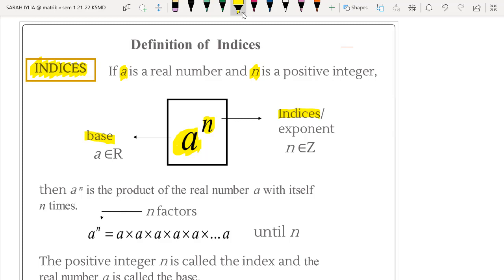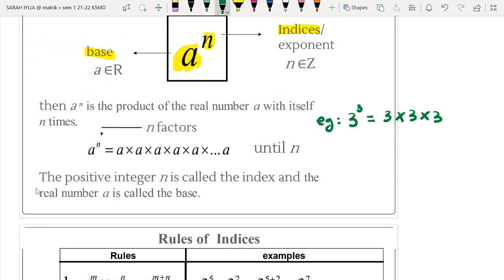Okay, next one. A to the power of N is the product of real number A with itself N times. We can rewrite this as, if we have A to the power of N, it means that A will be multiplied by A, N times. Or I can rewrite it with another example of a number. Let's say we have 3 cube, 3 to the power of 3. This will be equal to 3 times 3 times 3, 3 multiplied by 3 times. So the positive integer N is called the index and the real number A is called the base.